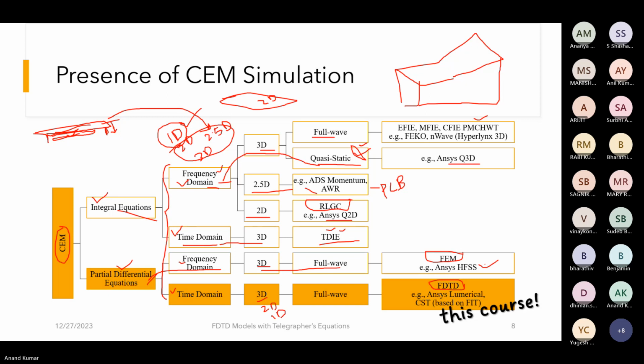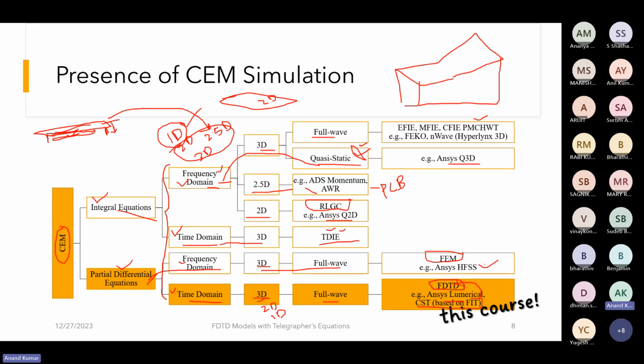So ANSYS numerical and CST, which is based on FIT, a close relative of FDTD, are examples of simulators which are full wave simulators based on 3D and time domain partial differential equations. So does anyone have any questions?